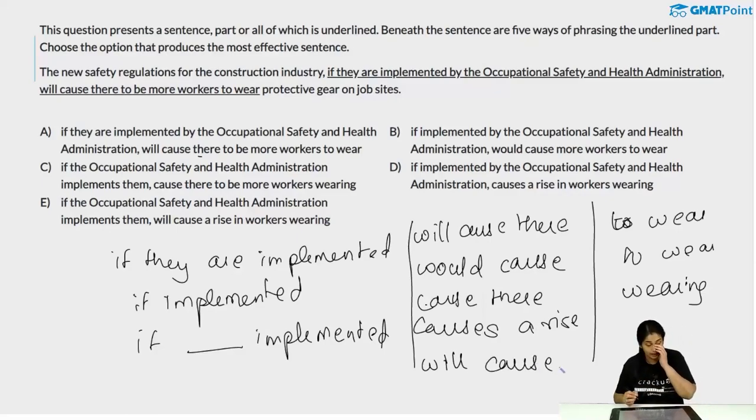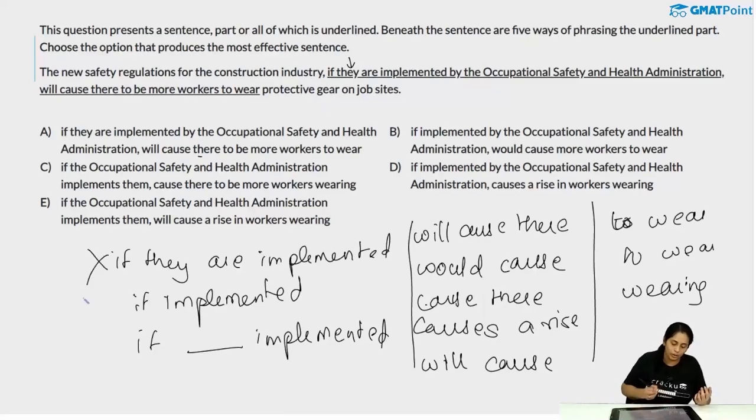If you see, there are certain additions which are completely not needed in each of the options. If they are implemented or if implemented: you would use the pronoun they if it is difficult to figure out if there is a break in the sentence, or if there is a lot of confusion, then you repeat the subject using the pronoun. But the subject, the new regulations, is just given over here. There is absolutely no need to remind it by using a pronoun. So the use of they are is completely unnecessary. The subject is right here.